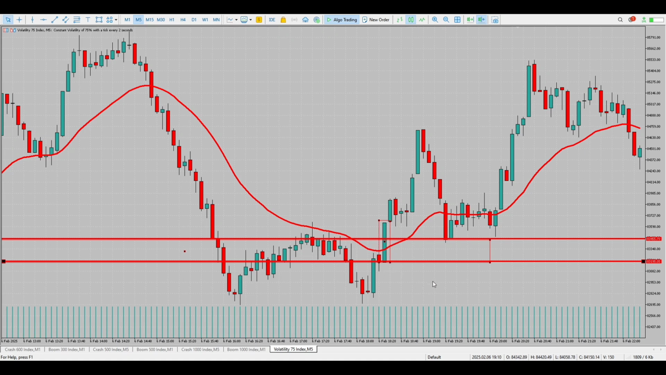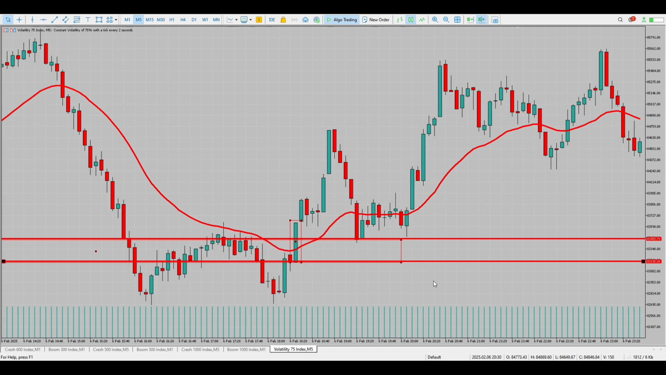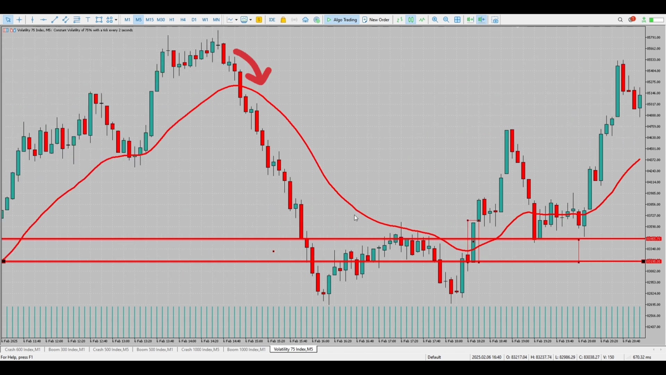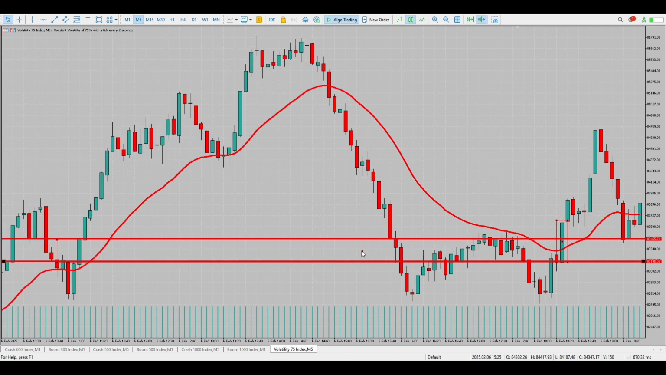Each time you see the market closing candles above the moving average, it means bullish. Each time you see the market closing downside of the moving average, it means the market is bearish. Let me give you another example so you understand it very easily and you predict the right move.